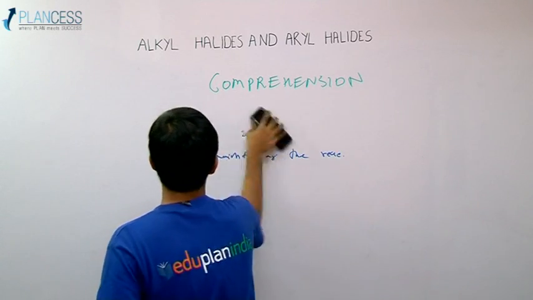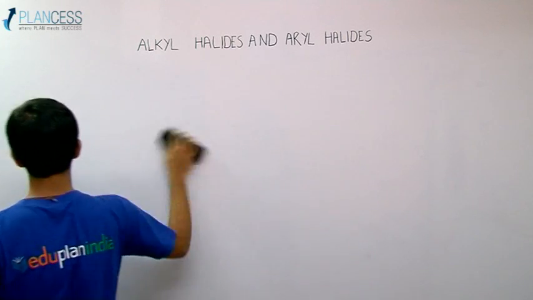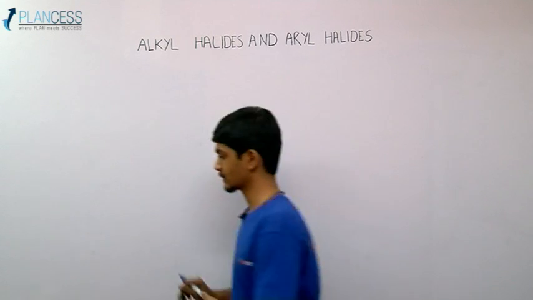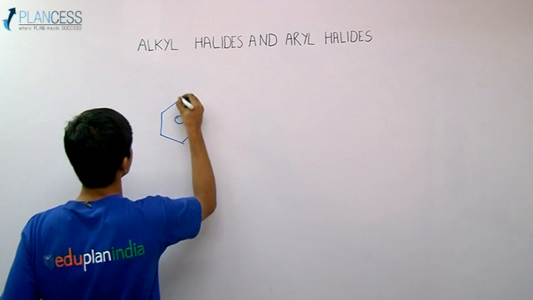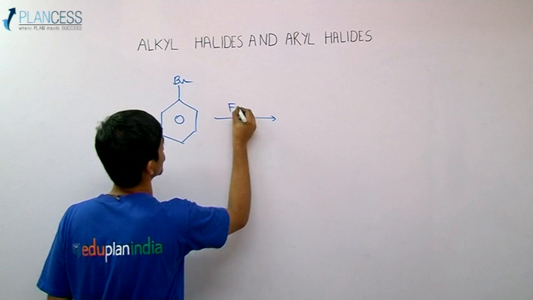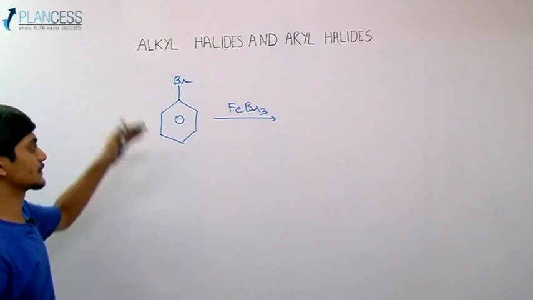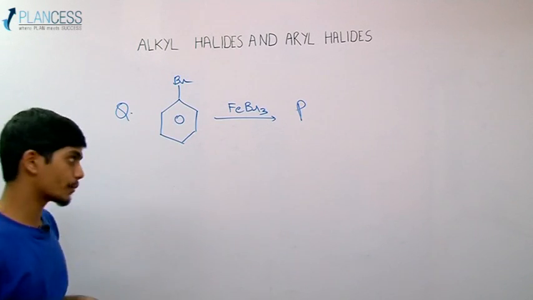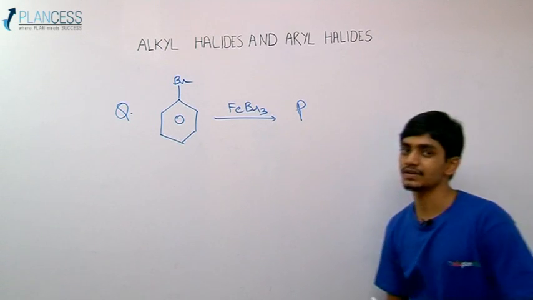So let us consider the final question of the lecture. It is a mechanism reaction. You have to tell me what is the mechanism of the reaction and what is the final product. Now the question is, there is an aromatic halide with Br, and the reagent given to you is FeBr3. That's all. This is the question. You have to tell me what is the product of the reaction and you have to give a proper logical explanation or mechanism.